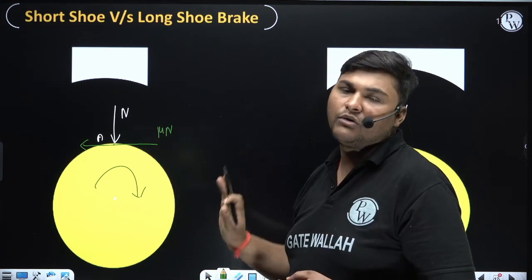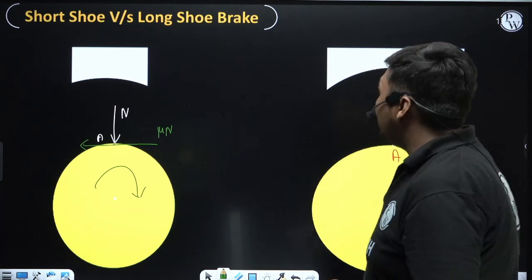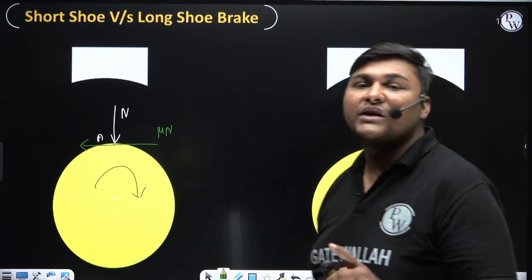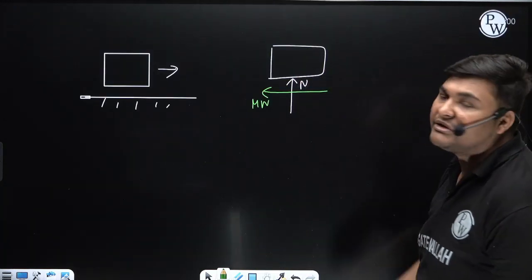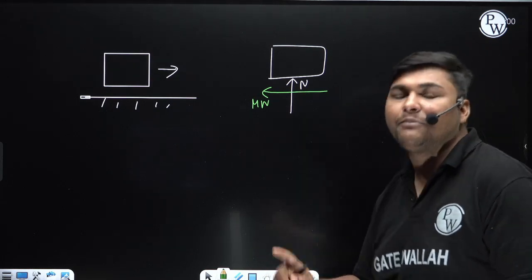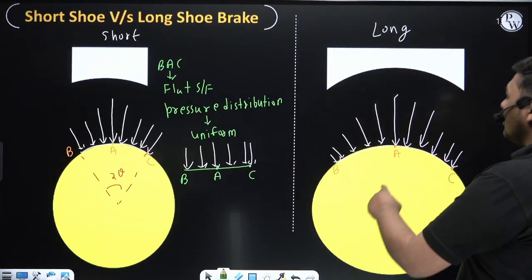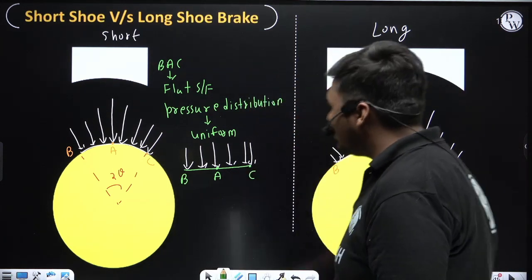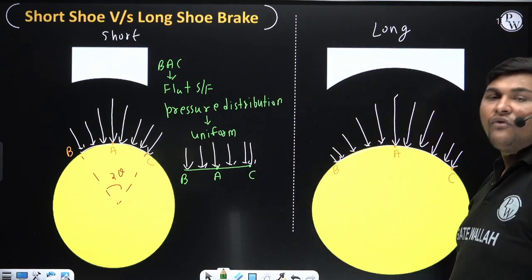It will be perpendicular to N. This is important. But for long shoe brake, how can we find the friction force? Because for long shoe brake this concept is not valid. Friction force will not be equal to mu into N. It is 100% sure. Why? Because for long shoe brake we cannot assume pressure is uniform, and we also cannot assume this surface as a flat surface.